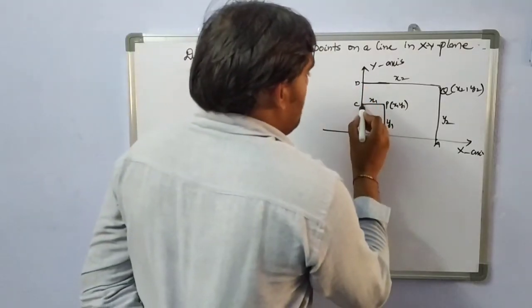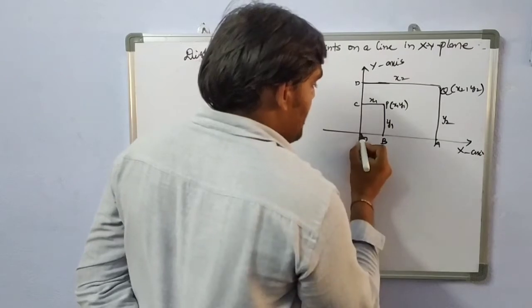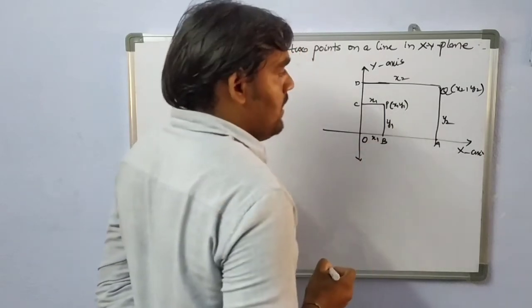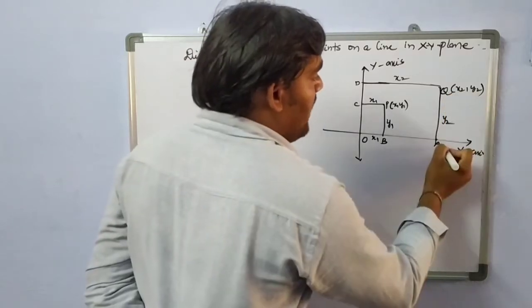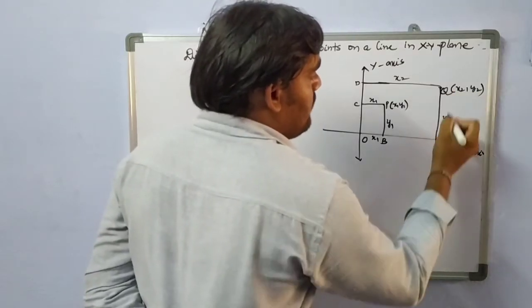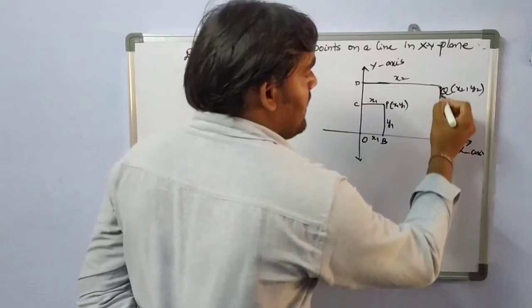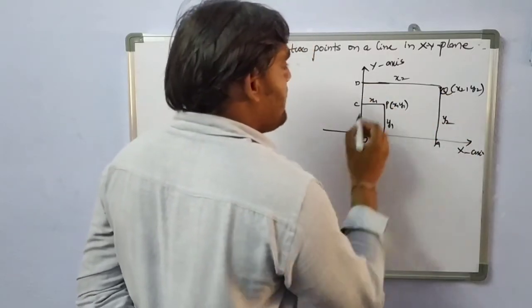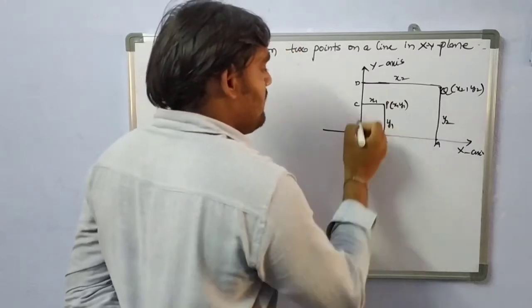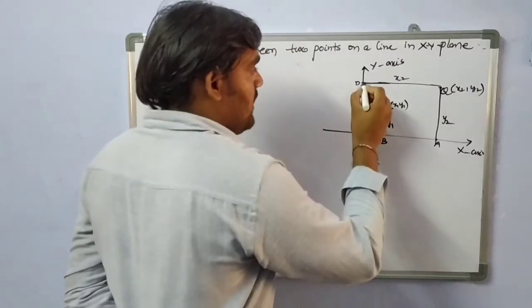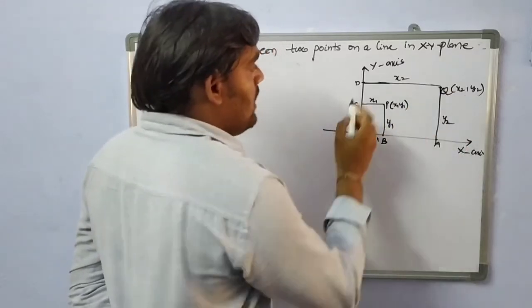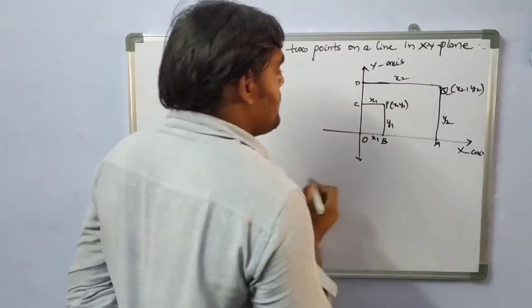See here, CP is same as OB, so this one is also x1. Next, QA, the total length from here to here, is y2. Am I correct or not? QA bar is equal to DO bar, which is nothing but y2. From here to here is also y2. Here to here is also y2. Next, DQ bar is x2.